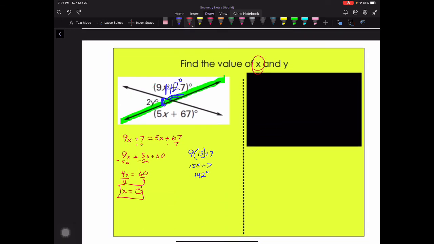Okay, so we know that again, this whole thing here forms 180 degrees. So we can say that 2y plus the 142 equals 180 degrees, because again, it's a straight line, it's a linear pair, they're supplementary, however you want to look at it. Okay, so we'll go ahead and subtract 142 from both sides. 2y equals 38. Divide both sides by 2, and now we have found y, which equals 19. And that is it.